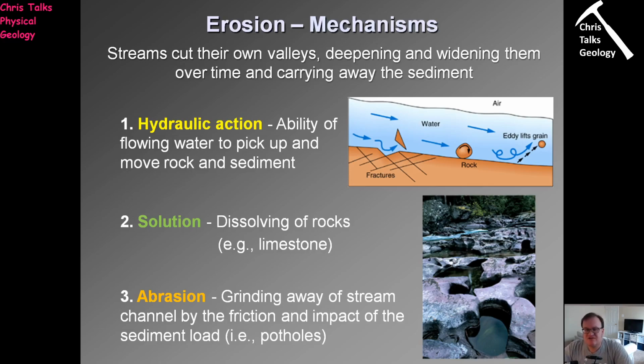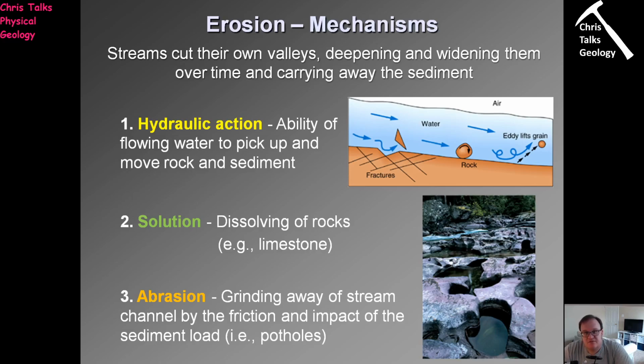So how are rivers actually eroding material? Well, a river will erode material through one of three main processes: hydraulic action, solution, and abrasion. Hydraulic action is relatively straightforward. That's simply the ability of flowing water to pick up and move rock and sediment. If there's a loose piece of rock, it'll pick it up and take it away. It can also slam rocks down as well. But most hydraulic action is simply picking up and rolling rocks along.